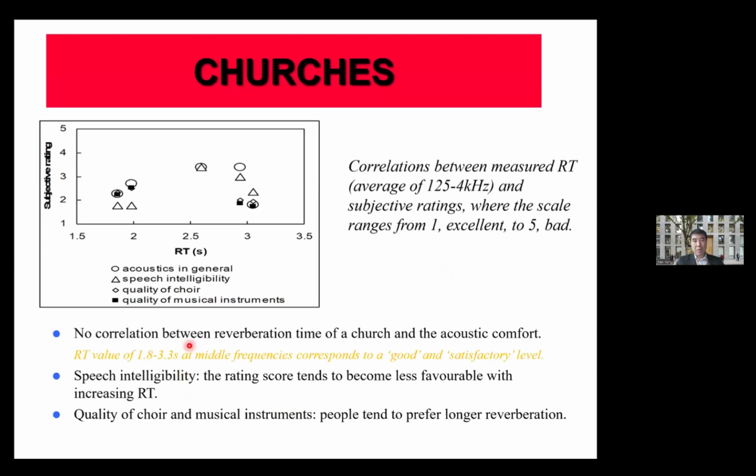Another final type is church. So in church, there are two functions. One is people go to church to enjoy, to feel the atmosphere, to interact with others. Another function is people want to go there to listen to what the priest is saying. And we found this is the reverberation time we measured in different churches.